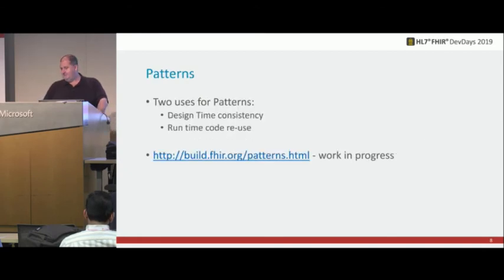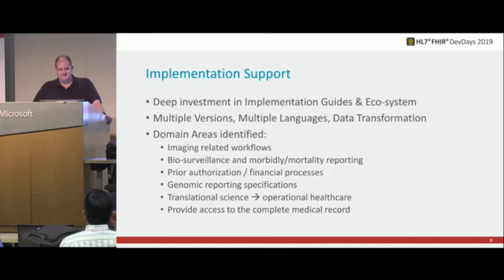And we're building up our work around patterns, and time is flying, so do have a look at what we're doing with patterns. We're encouraging design time consistency and also trying to support runtime code reuse. So if you're interested in those things, have a look at what we're doing with patterns. So mostly what we're actually doing now is building out implementation space. The spec itself is starting to become stable, and stability is our primary concern. We're making currently a deep investment in implementation guides in the ecosystem around helping people to make use of FHIR, multiple versions, multiple languages, and data transformation I already talked about.